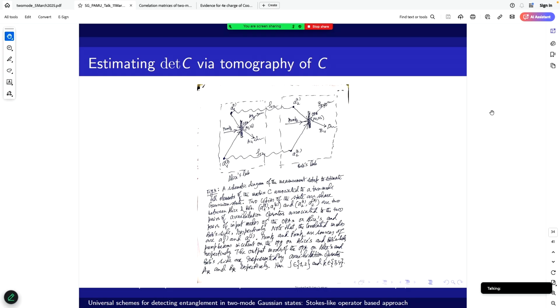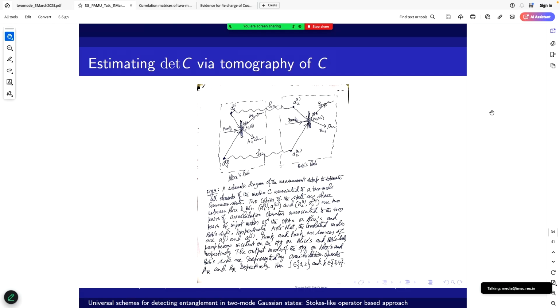Now, how will you do that? So, now the question is finding out the determinant of C. As I said, we are still unable to figure out the determinant of C without doing tomography of C. Maybe there is a clever way of doing that, but we are not able to do it yet. Now, what do you do?